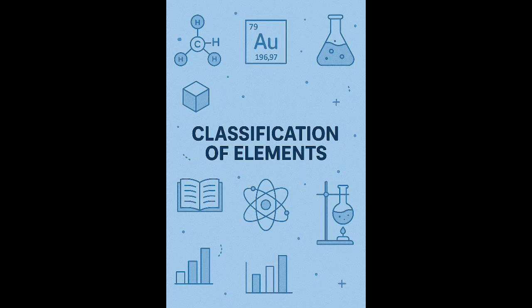Special cases. Hydrogen is placed in group Ia because of its 1 electron like alkali metals, but it also shows similarities with halogens. Lanthanides, elements from La 57 to Lu 71, are also called rare earth metals. Actinides, elements from Ac 89 to Lr 103, are mostly radioactive.